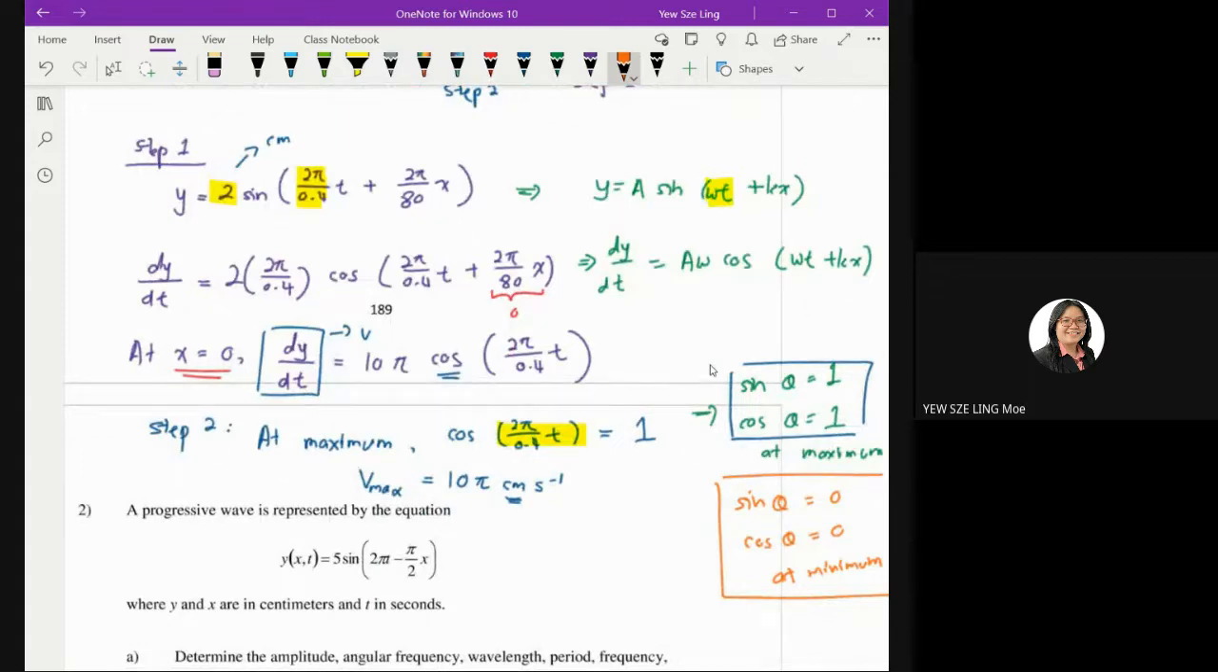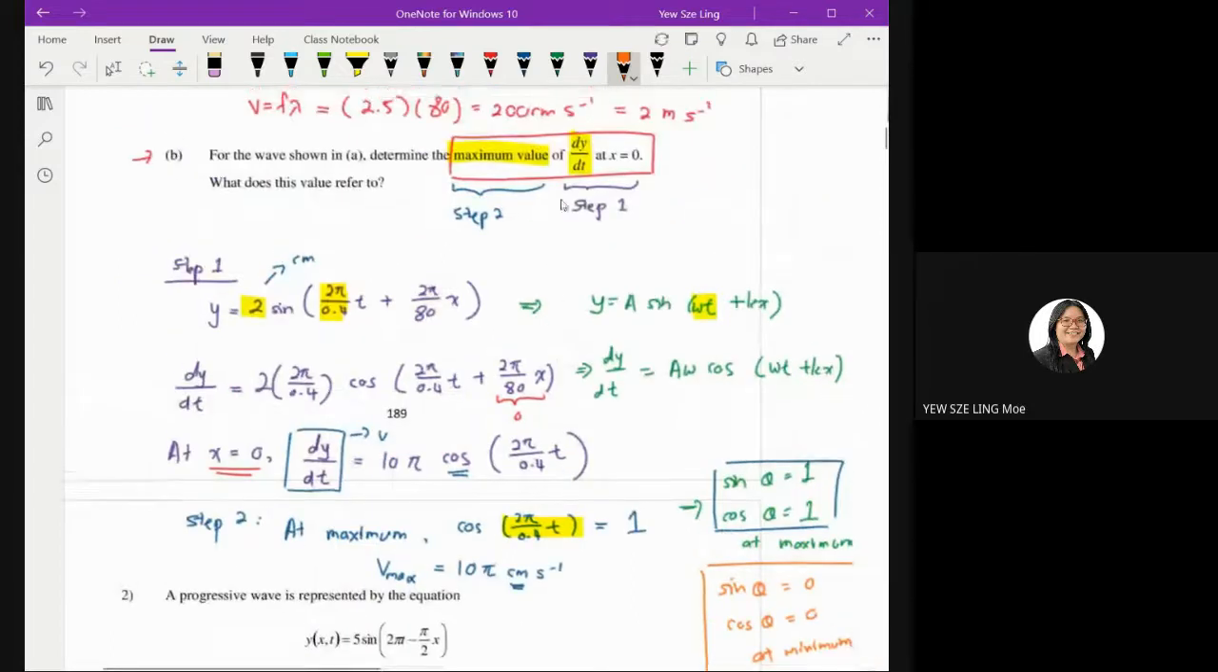Five minutes for you to write it down, including try to understand the whole equations, including how to do the differentiations. And you have 2 steps here. Why 2 steps? That is because the question tells you maximum value of dy over dt at x equals to 0. Actually, to be more precise, you can split it into 3 steps.